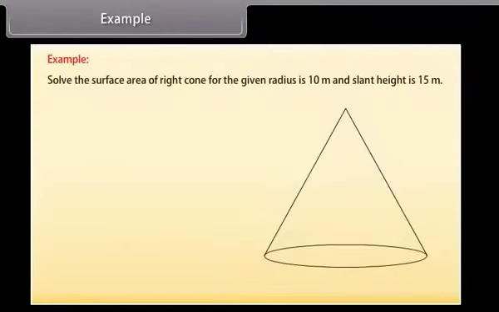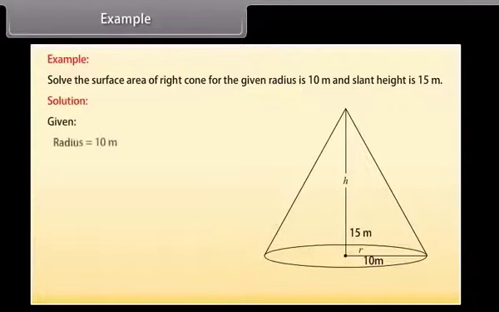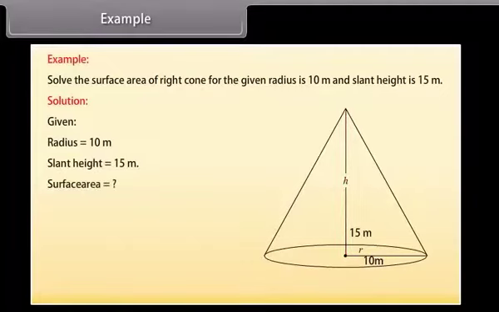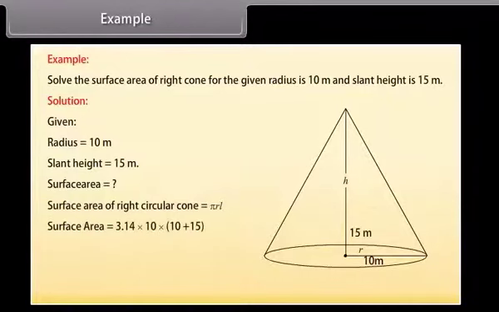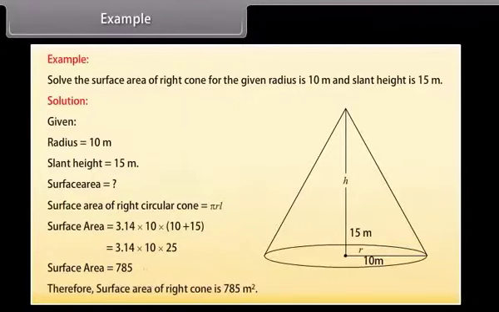Example: solve the surface area of a right cone for the given radius of 10 meters and slant height of 15 meters. Solution: radius and slant height, which are 10 and 15 meters respectively, have been given. We have to find the surface area. We know that surface area of a cone is equal to pi r into L plus r. Therefore, by substituting the values we get, surface area is equal to 3.14 into 10 into 10 plus 15. By solving this, we get surface area is 785. Therefore, surface area of the right cone is 785 square meters.